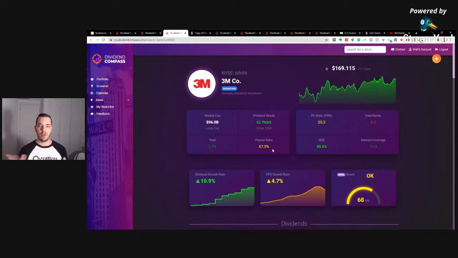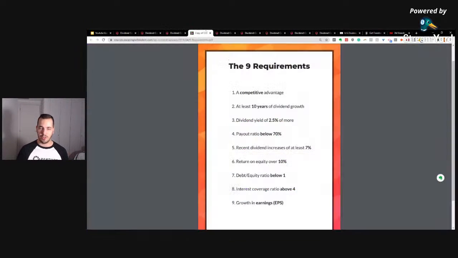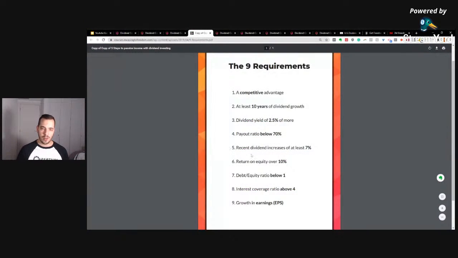It's yellow because it's okay. It's not great, it's not bright green. Bright green means it's amazing, but this is still okay. It's definitely passable, all right? Let's move on to the recent dividend increases.